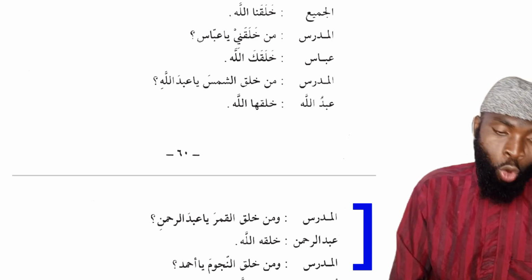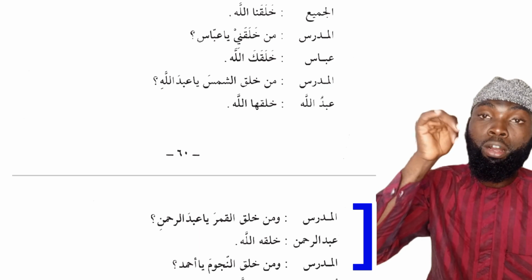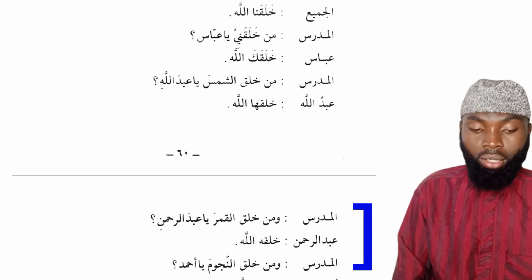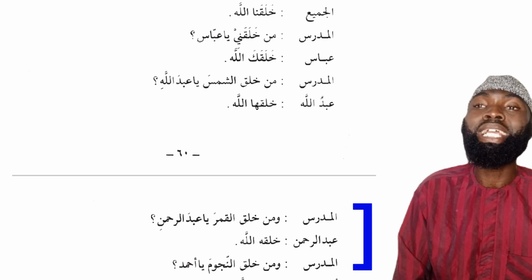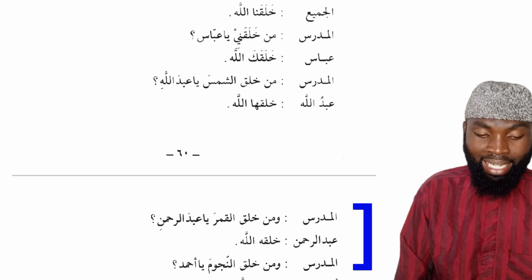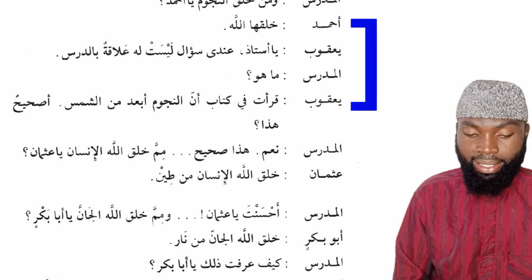Then Al-Mudarrisu, وَمَنْ خَلَقَ الْقَمَرَ يَا عَبْدَ الرَّحْمَنِ, and who created the qamar, the moon, O Abdurrahman? Abdurrahman said, خَلَقَهُ Allah, Allah created it. Al-Mudarrisu said, وَمَنْ خَلَقَ النُّجُومَ يَا أَحْمَدُ, who created the stars, O Ahmad? Ahmad said, خَلَقَهَا Allah, Allah created them.